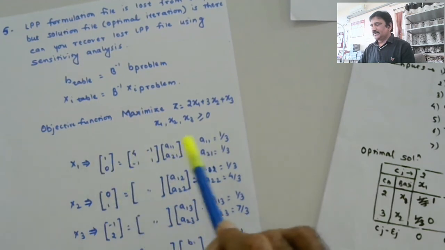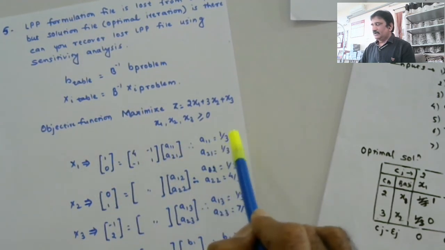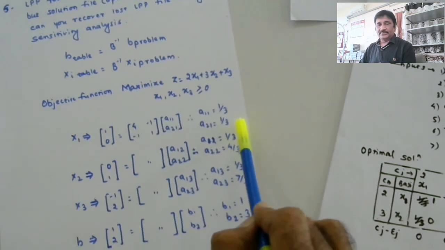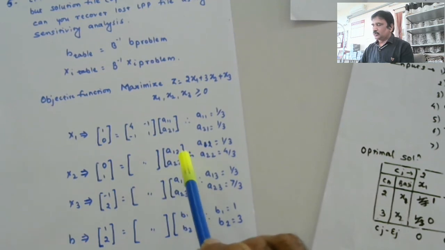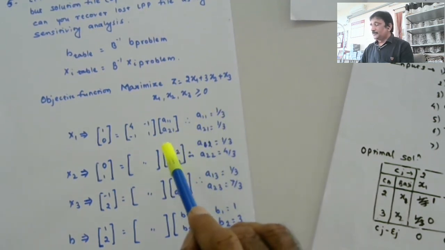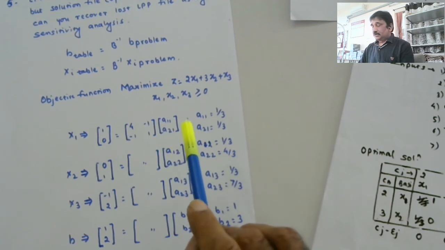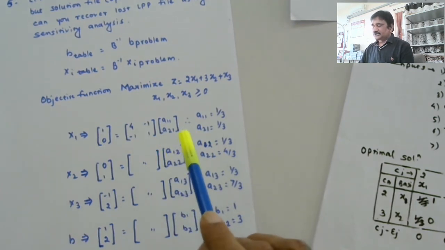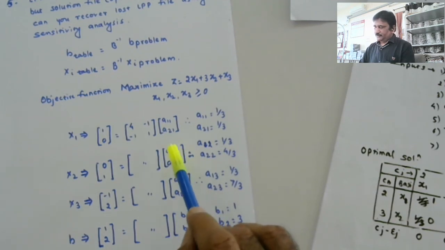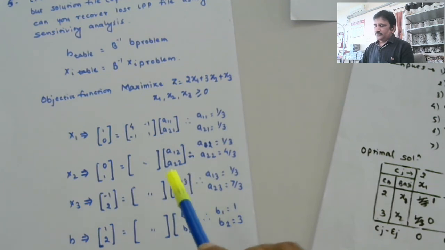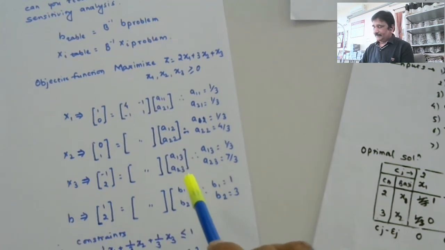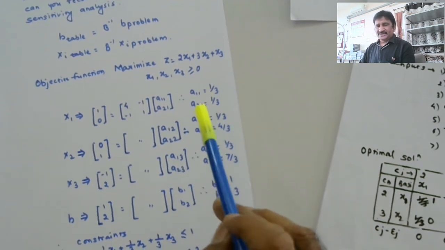I can solve this equation to get a11 as 1 by 3, a21 as 1 by 3. Same way, I have got a12 and a22. What is a12? The coefficient of x2 in the first constraint, and a22 is the coefficient of x2 in the second constraint. a13 is the coefficient of x3 in the first constraint, and a23 is the coefficient of x3 in the second constraint. And b1 and b2 are the right hand side constants.